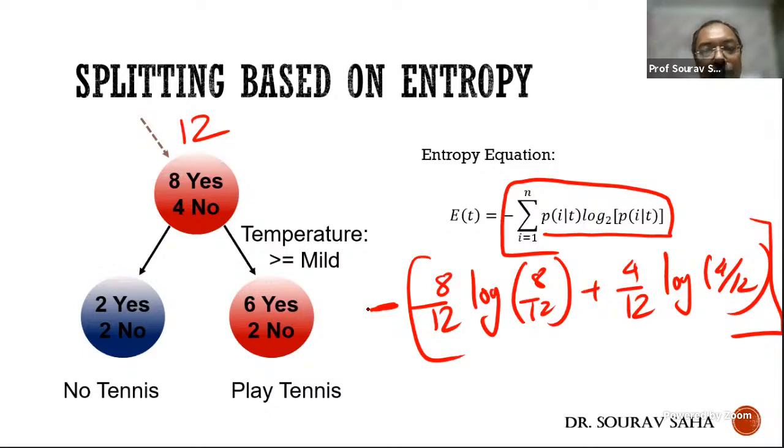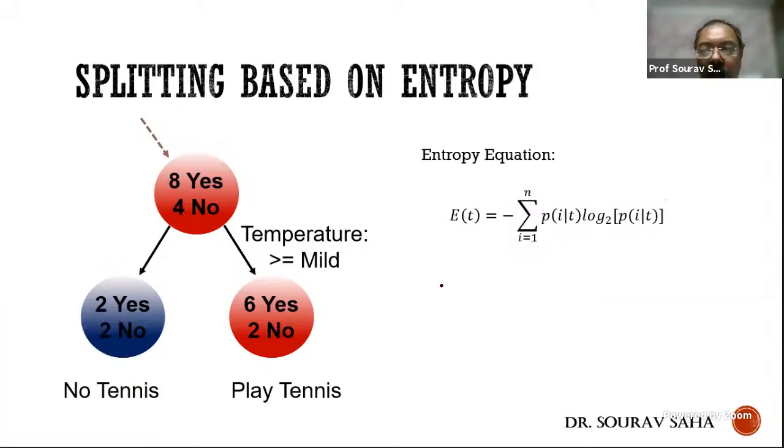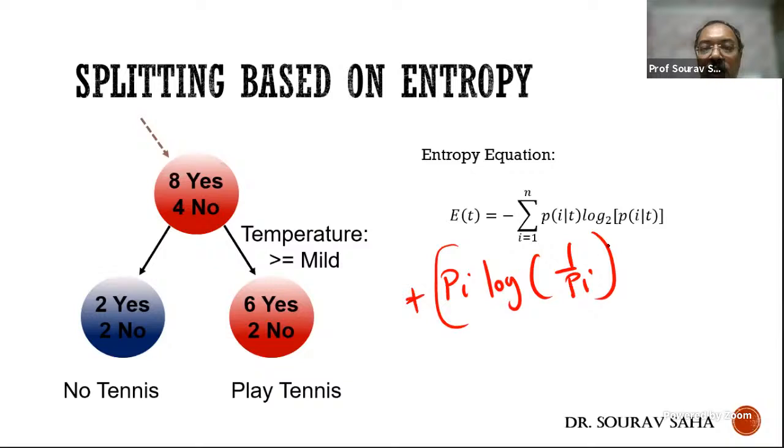Now, there's a minus sign in front of it, and in some books you'll find that it is written in a different way. In some books you'll find that entropy is written as pi into log of 1 by pi. This is also something which is written, and there you will not find the minus sign. There will be a plus sign only. Anyone knows why this minus sign is there in front of it? Anyone? Any idea? Simply mathematical.